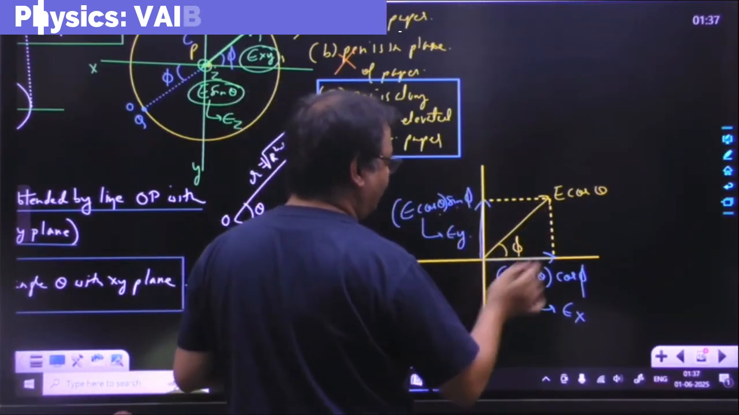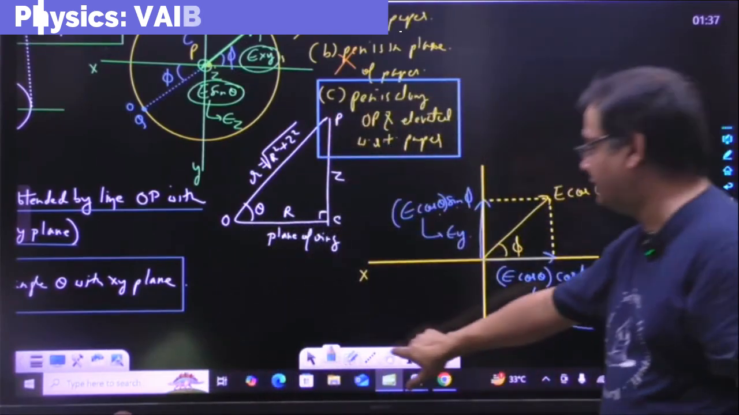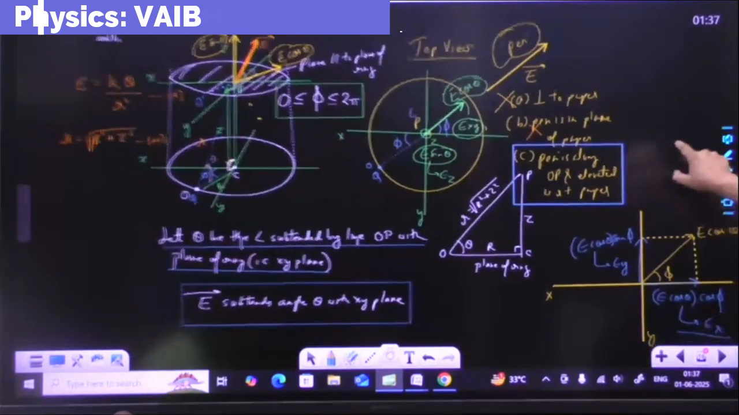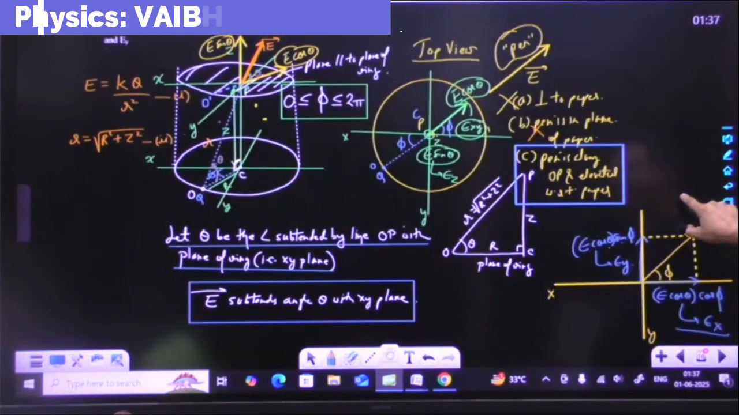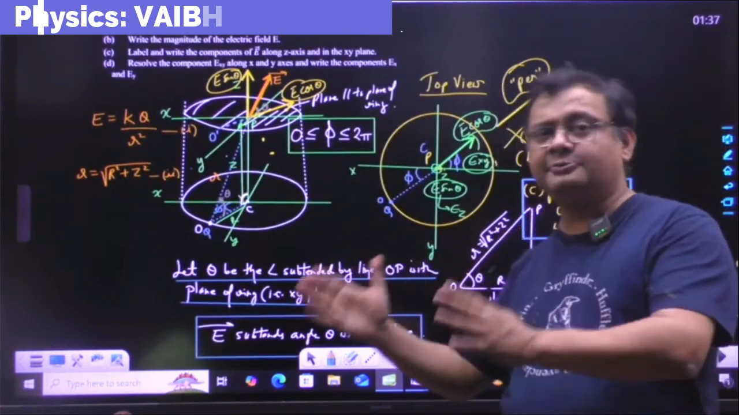Now you got the three components, correct? This is the x component, this is the y component, this is the z component. So this is how we can find the three-dimensional components of the electric field. Okay, so this is the approach we are going to employ in the present problem.